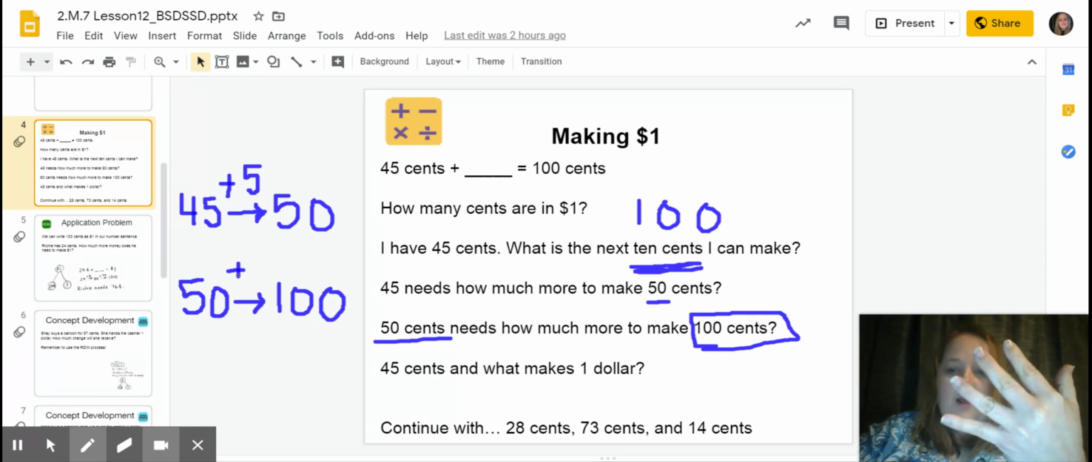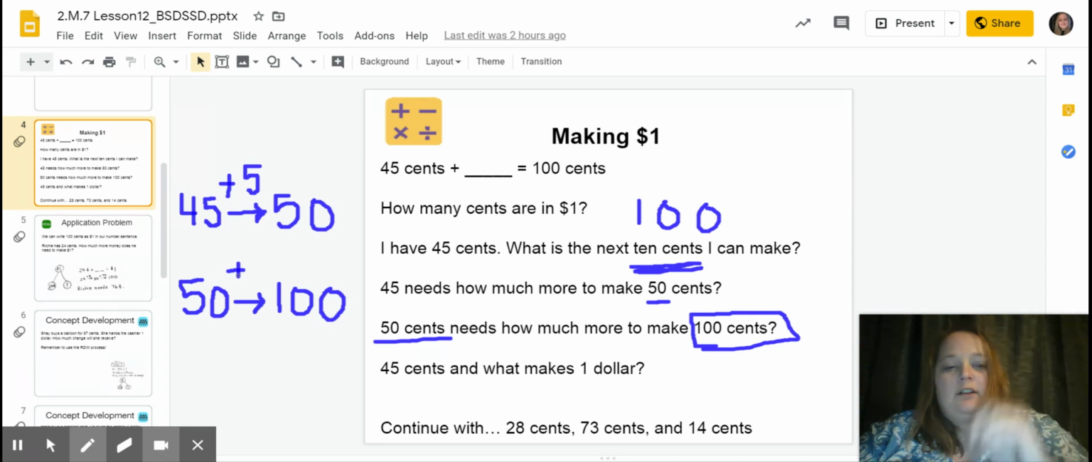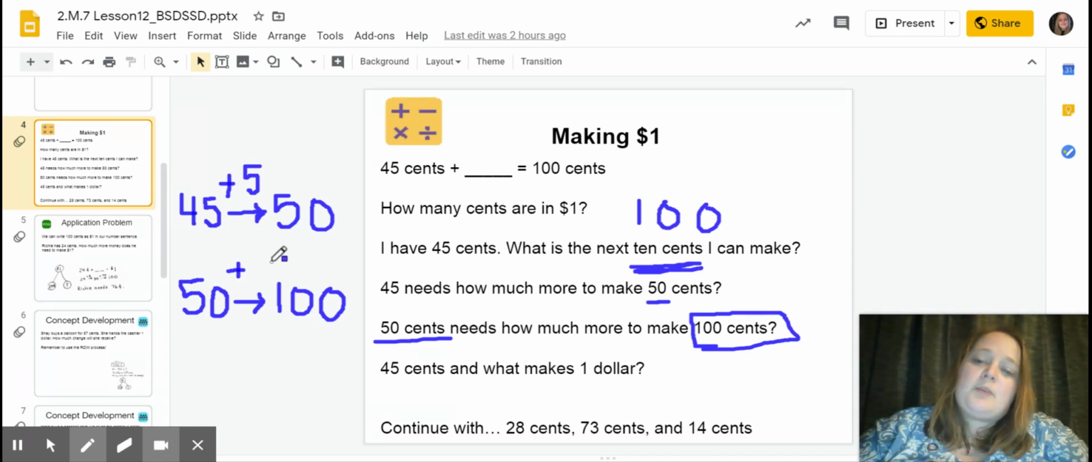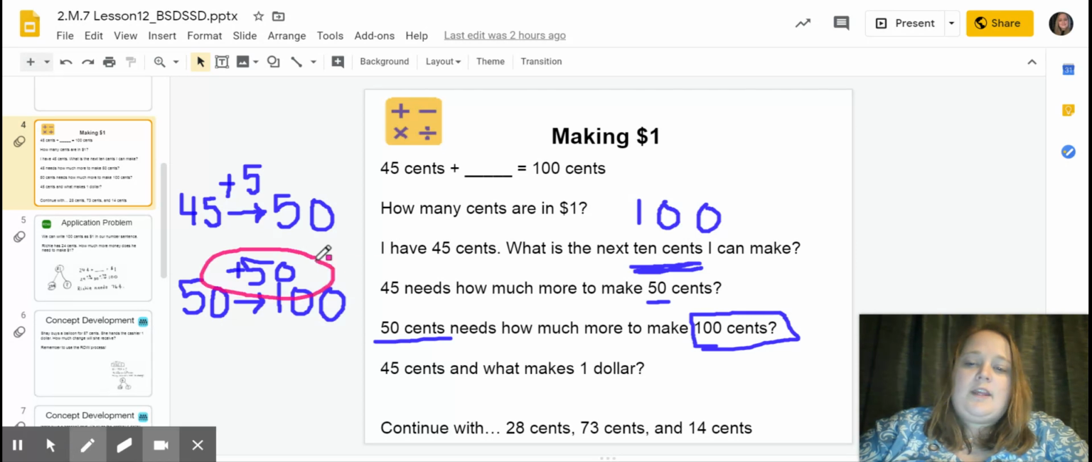Good. So how many multiples of 10 did I add? Good. I added 5 multiples of 10, which is 50. All right. Now remember, though, I didn't just add 50 because earlier I added the 5. So now I have to combine these two that I added. So I have to combine this 50 with this 5.